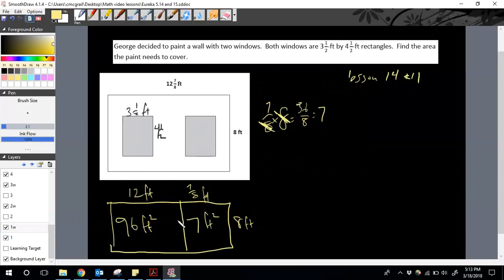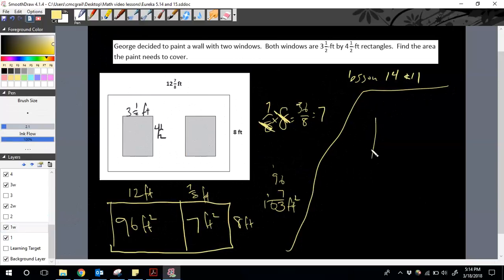So the area of the wall, all the paint that he would need, is 96 plus 7, which is 7 and 6 makes 13, 103 square feet. So I know that the wall is 103 square feet. Now I need to subtract the area of the windows. So let me draw a little line here. This is my window section. Let's find the area of the windows.